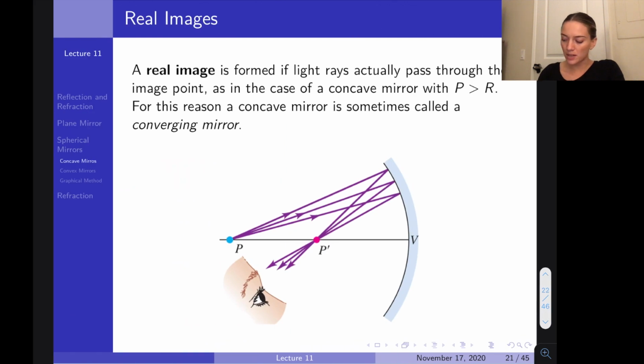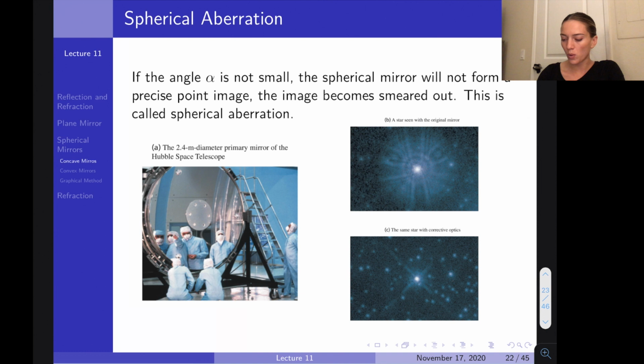So what can happen is that if either your mirror is not adjusted properly or your angle alpha is not small, your rays won't converge here. They'll get spread out, where some of them might go through here, here, here. So the image will be a little bit spread out and it won't converge at a single point. This is called spherical aberration, and this actually happened with the Hubble.